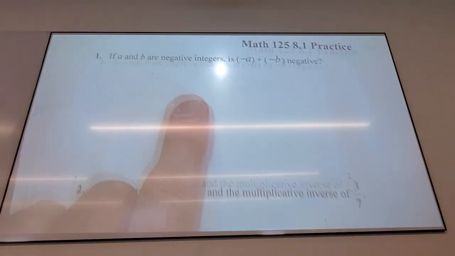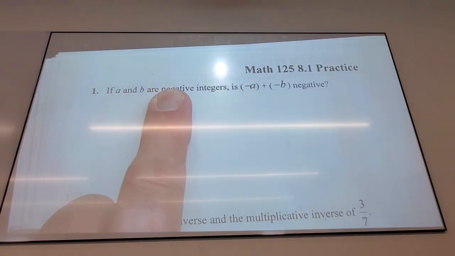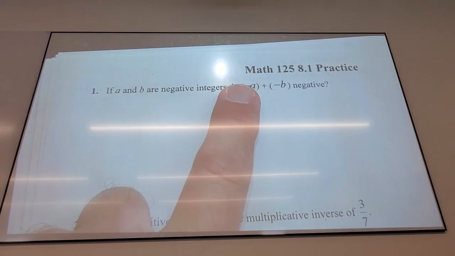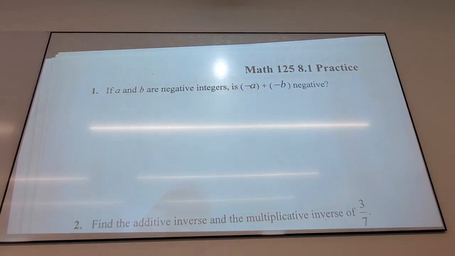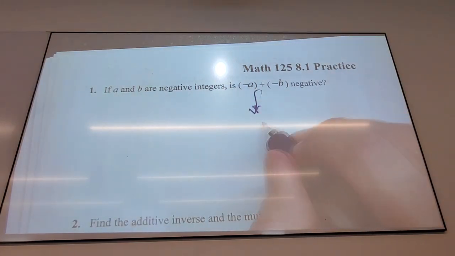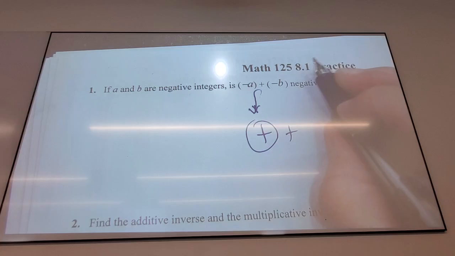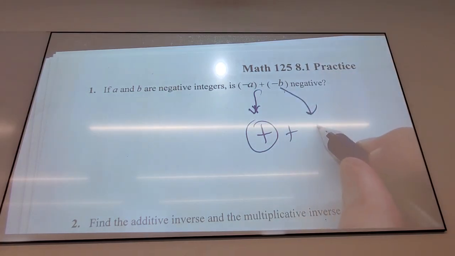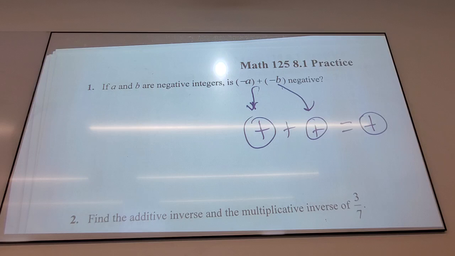So A is negative. So what is negative A? What's the opposite of A? This is positive. And what's the opposite of B? And what's positive plus positive? Positive.